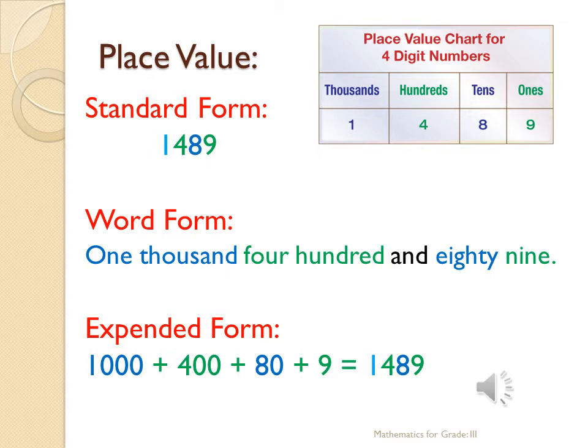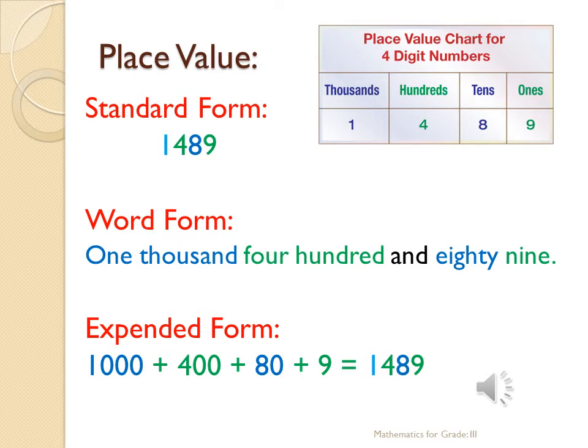Second is the word form. In word form, we are going to write the number in spelling form, that is 1489. How do we write the number in spelling form? Again with the help of the place value chart.